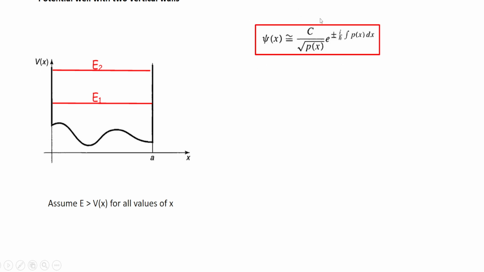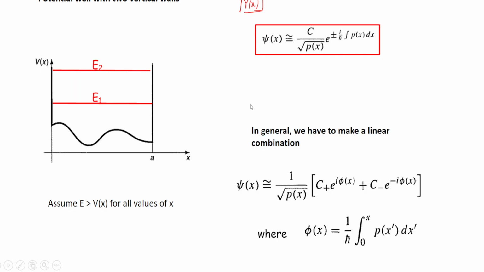Phi of x is equal to c divided by root of p of x, the momentum, because last class in place of p of x I used gamma of x. So this is the general solution of the WKB approximation method. If you don't know how we get this solution, please watch the previous video, class number 1. This is class number 2.